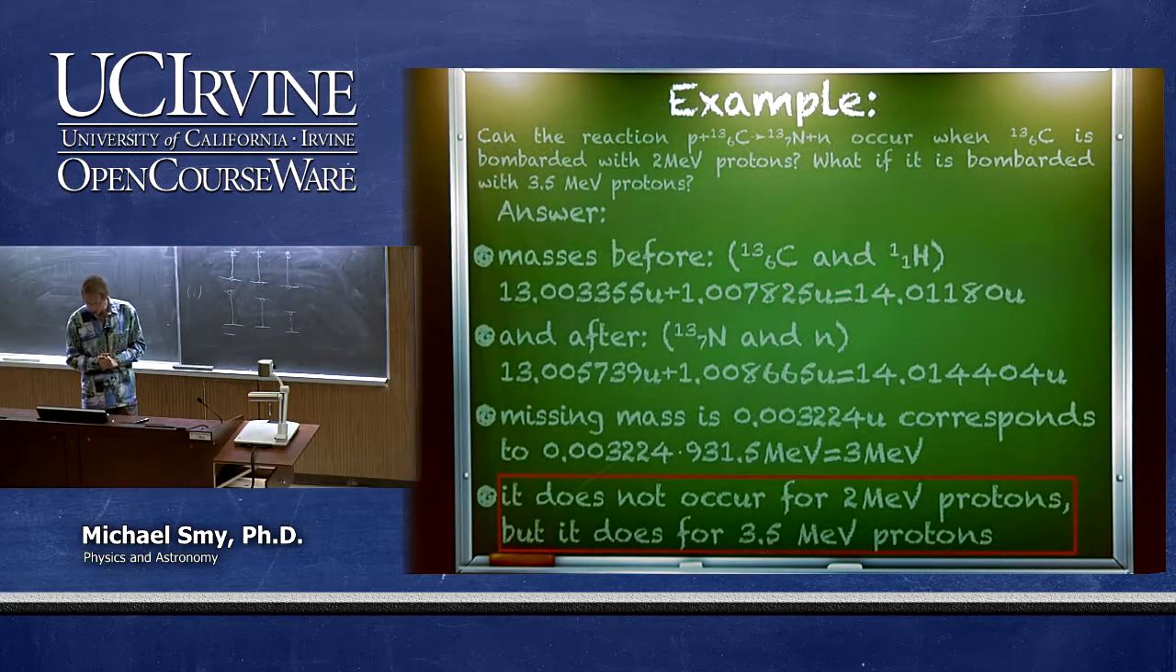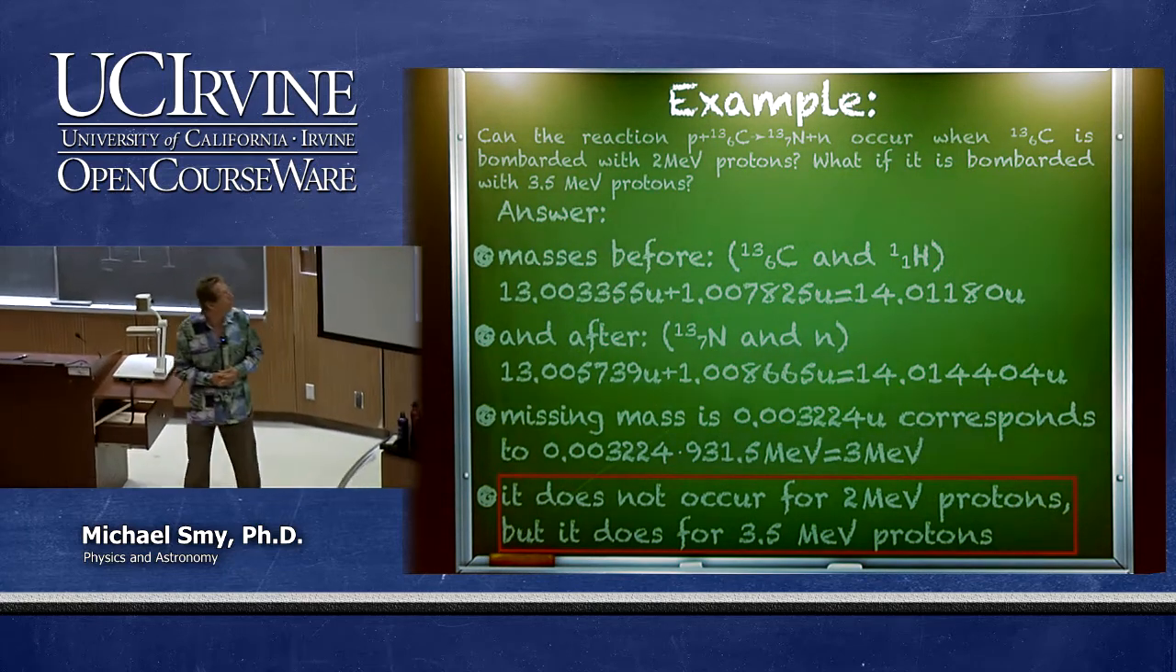Let's just look at one brief example. Let's say we hit carbon-13 with protons, and out comes nitrogen-13 with neutrons. Can this happen if we bombard carbon-13 with 2 MeV protons? And can it happen when we bombard it with 3.5 MeV protons?